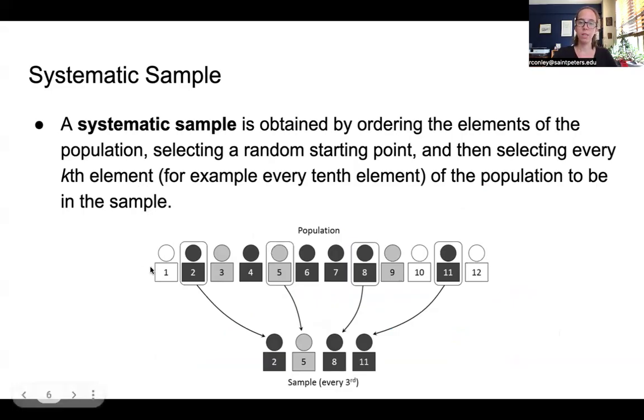So we have a list of 12 people here. We randomly selected to start with person number 2, put person number 2 into our sample, and then we just counted off the population by 3. We're selecting every third element here. So 1, 2, 3, 1. So now 5 is in our sample. 2, 3, 1. So now 8 is in our sample. 2, 3, 1, so on and so forth. This can be particularly good if people are already standing in a line, or if you're doing quality control for items coming out of a factory, for example.